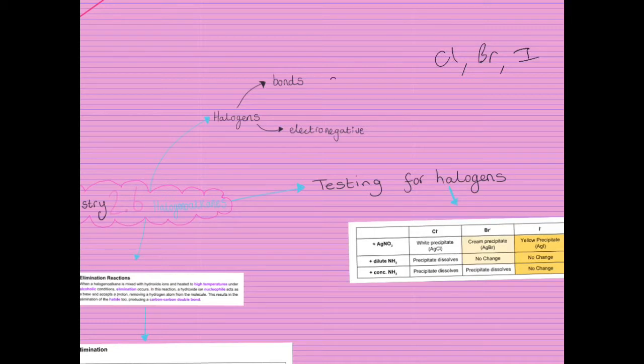Their general formula is CnH2n+1X, where the X stands for the halogen. They contain carbon to halogen bonds, carbon to carbon bonds, and carbon to hydrogen bonds. They're quite polar because the carbon is quite positive and the halogen is negative. They quite easily form dipoles, which means they're quite easily subject to nucleophilic attack, an attack by a nucleophile.